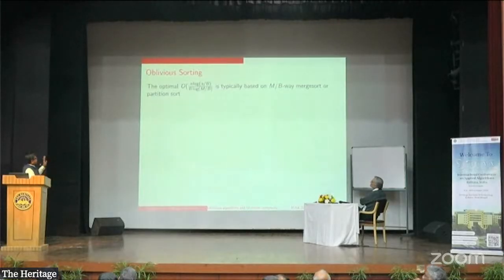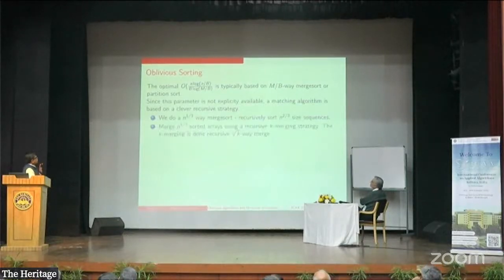The similar story goes for what is called oblivious sorting. This is slightly more technically involved, so I won't spend much time on it, except I'll say that it is again a recursive way of sorting, where for n elements, you do an n to the power 1/3-way merge sort, and recursively sort these n to the power 2/3 sequences. And you do the merging also recursively. Normally, in merge sort, you do the merging directly. Here, you do the merging also recursively.